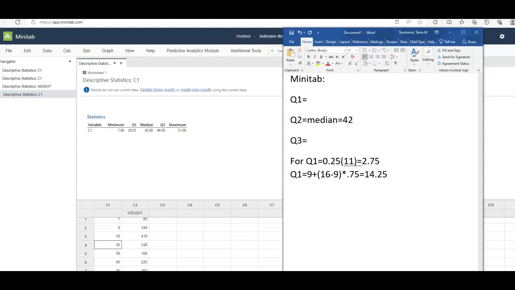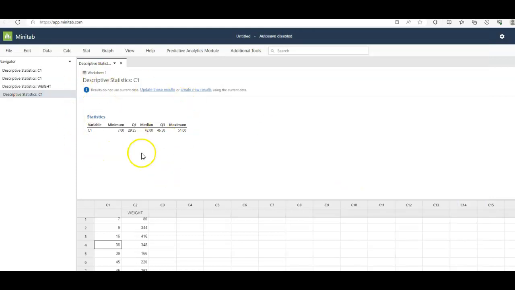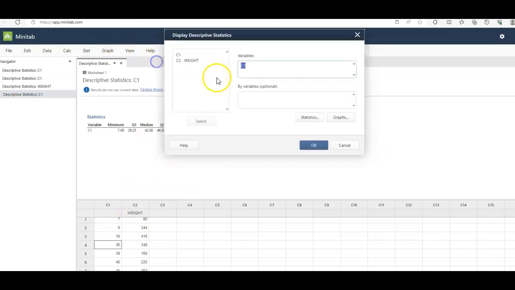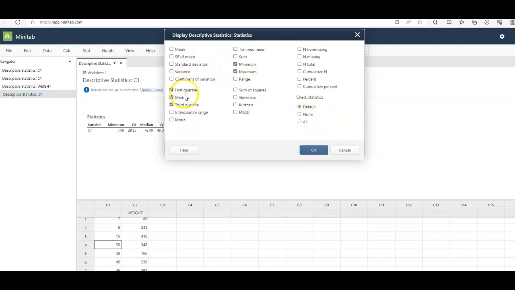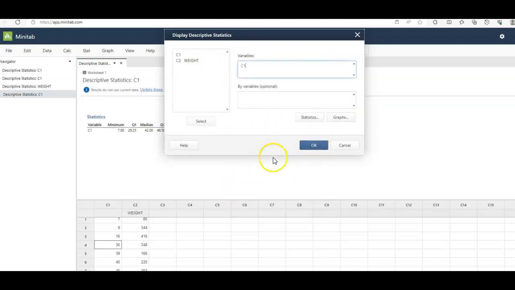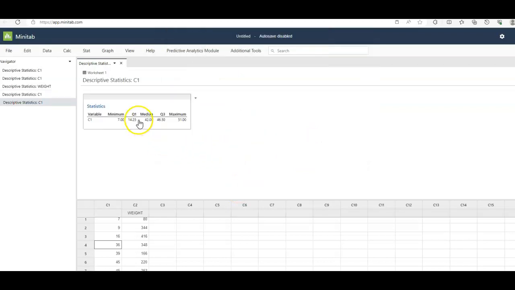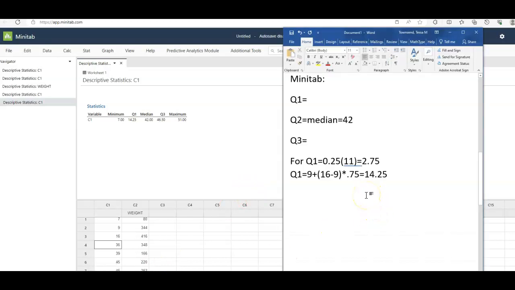And that ends up being 14.25. Okay, now I'm going to run this again because remember we went back to the original data set that I started the video with. And I'm looking at those quartiles. And you see it's going to get the 14.25. So it's doing an interpolation here. So quartile 3 is going to do something similar.